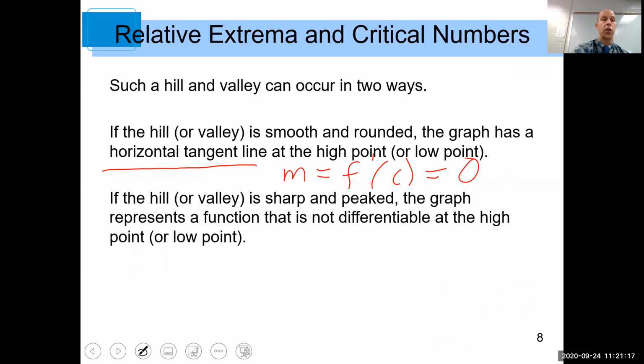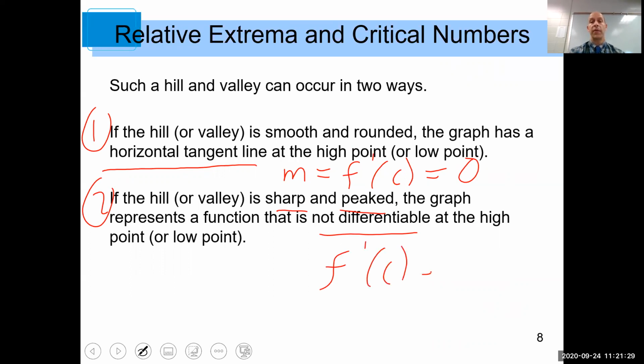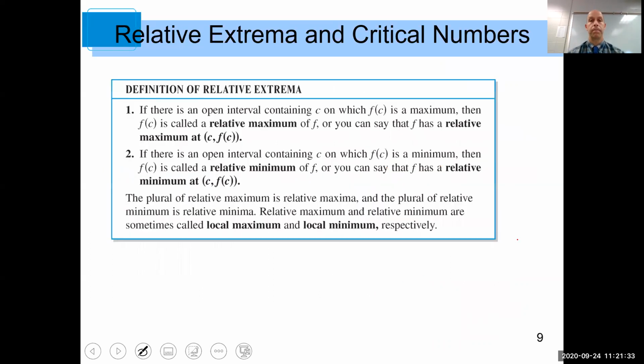The second situation where we can have a high point or a low point is if we have a sharp turn or a peak. Here the function's not going to be differentiable. So in other words, what I'm saying is f prime of c is equal to DNE. We talked about that in chapter 1.